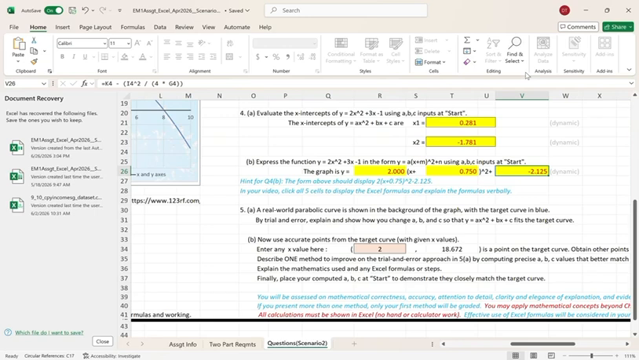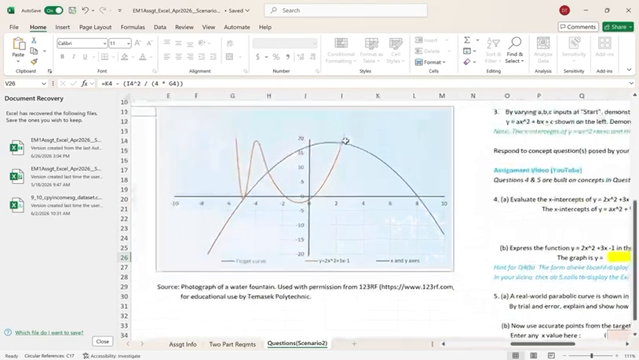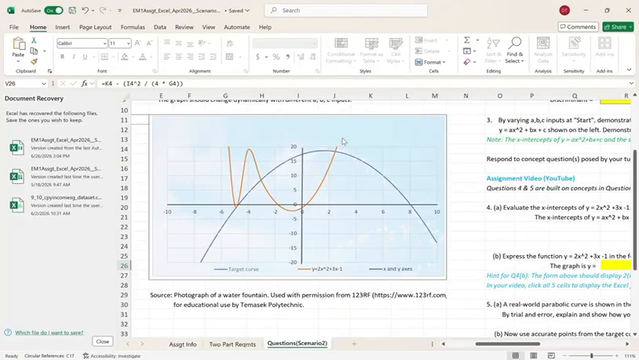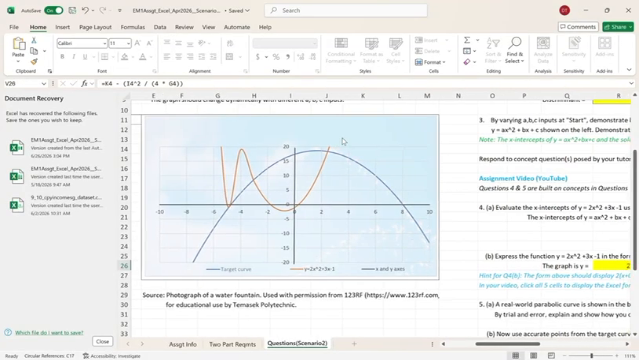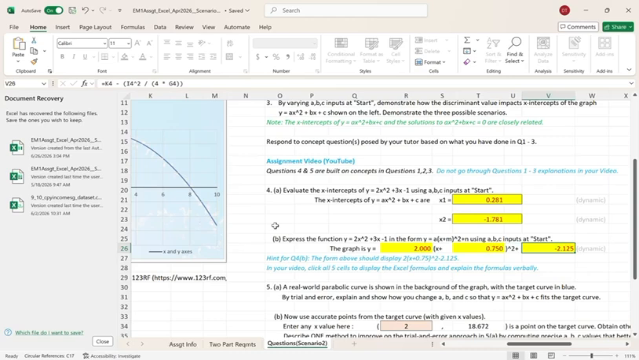For question 5, we are shifting our focus to real-world curve fitting using the photograph of a water fountain stream in the image. We use the water fountain stream as our target blue curve. In part A, analyzing this graph through trial and error gives us significant insights into how the quadratic coefficient manipulates the parabola.